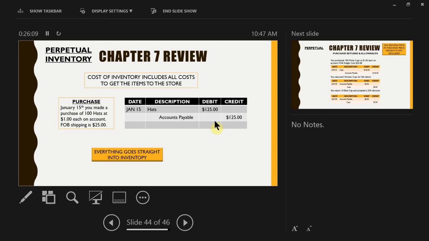So here's a little course review again. So this time, instead of how to journalize our purchases of inventory for periodic, this is how you journalize for perpetual. It's going to be for whatever inventory item it is. So in this case, my inventory item is hats. So there you go. I journalize that it's hats. And how I paid for it will be whatever it tells you you paid for it. And again, everything goes into inventory, including freight, including tax if there is any. Everything just goes straight to inventory.